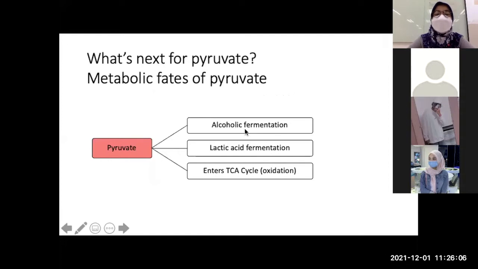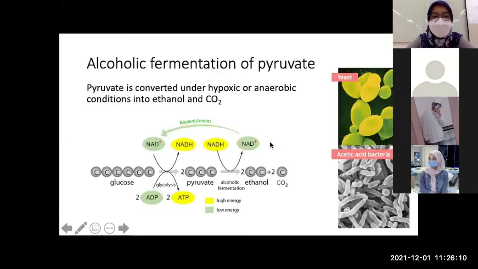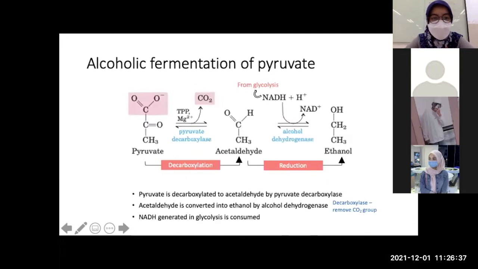So first, it will undergo alcoholic fermentation. In some organisms like yeast or acetic acid bacteria, they will undergo alcoholic fermentation due to the anaerobic condition. In alcohol fermentation, from pyruvate, they will yield 2 molecules of ethanol and also carbon dioxide. Okay, so this is the reaction.